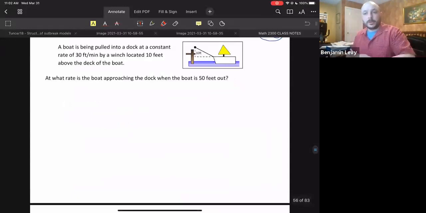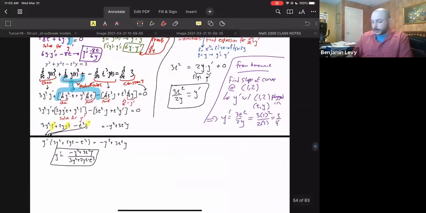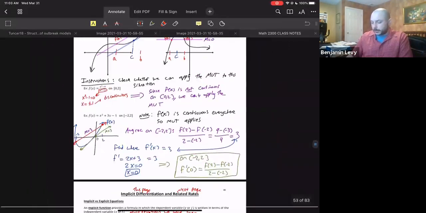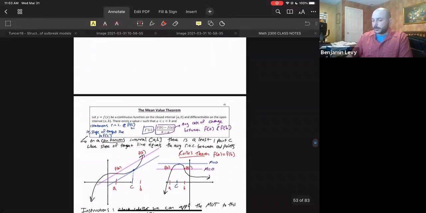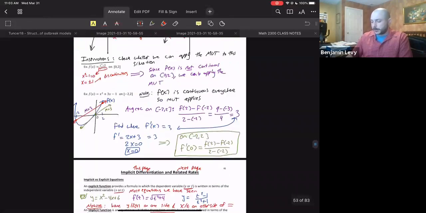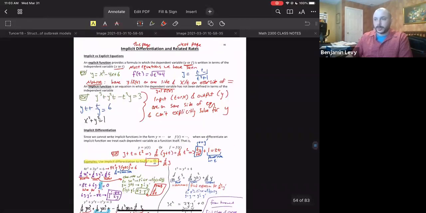So there's some homework due. There's homework due on Monday, and there's some more due tonight. It's related to the things we looked at last week. So implicit differentiation is one of those things, and the mean value theorem. So really just a couple pages of notes. These 2 pages of notes are what you need for the homework tonight.